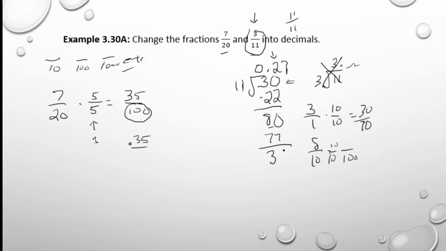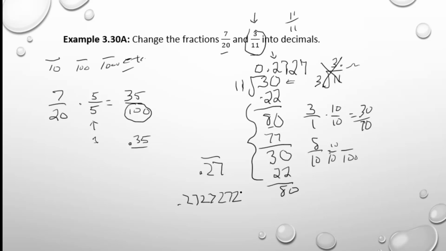Add a 0, I'm changing 3 hundredths now to thousandths, and I can get 2 in there, so that's 22 with 8 left over. Now I'm going to change thousandths into ten-thousandths, and I get a 7, and now you can see this is just going to continue to repeat. So the answer would be 0.27 repeating, and that's how the repeating sign is. So that's really 27, 27, 27, 27 forever.